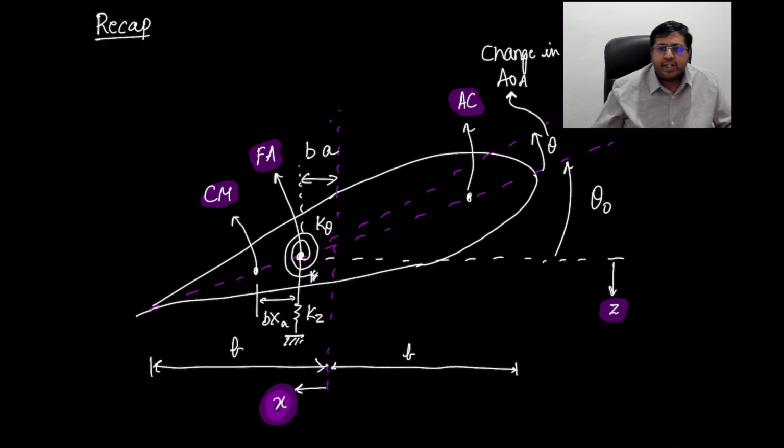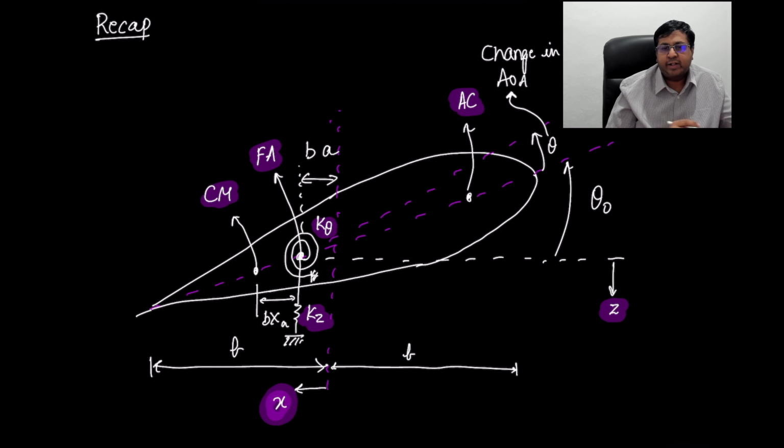Okay, let's start with a bit of a recap from what we were doing last time. If you remember, we had this airfoil and we divided this into a 2 degree of freedom system that allows for the heaving motion and for the pitching motion of this airfoil. We represented these motions, the pitching with a rotational or torsional spring, and the heaving with a linear spring.